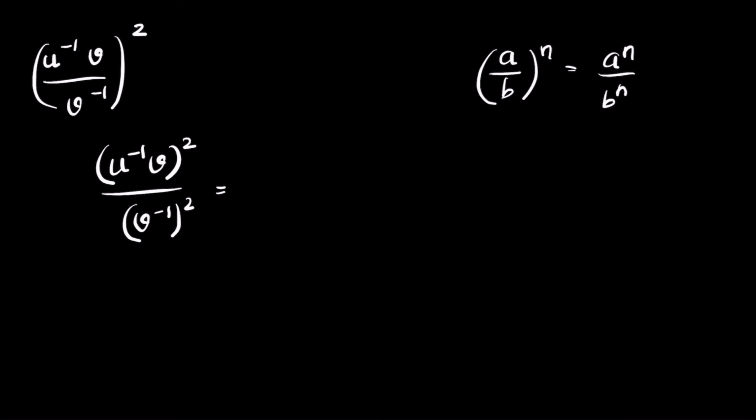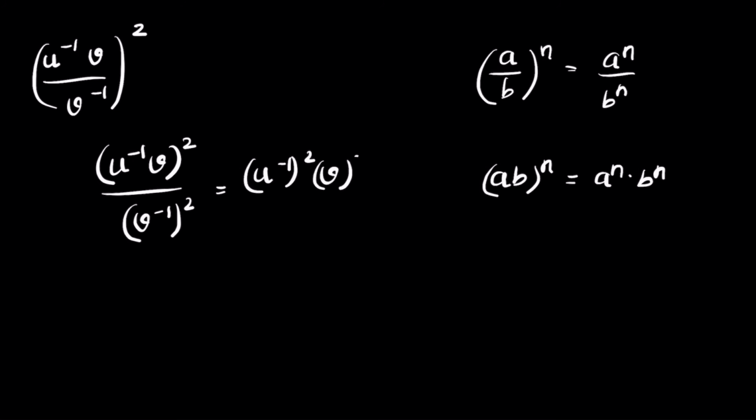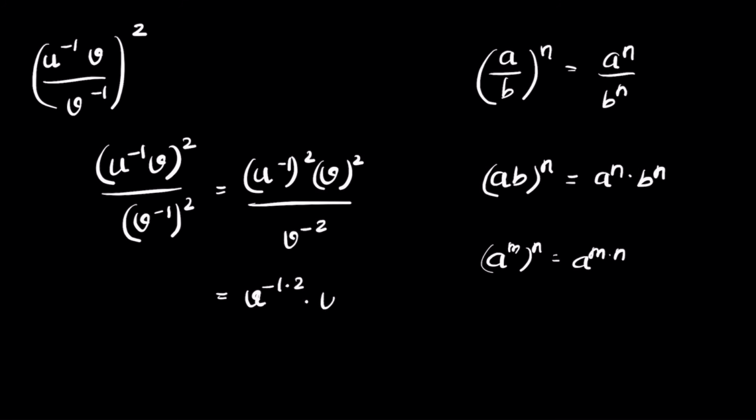Next the power rule here. So you get ab whole to the power n is equal to a power n into b power n. So it becomes u power negative 1 whole square into v square divided by v power negative 2. Next, a power m whole power n becomes a power m times n. So that gives you u power negative 1 times 2, times v square by v power negative 2. So you have u power negative 2 into v square by v power negative 2.